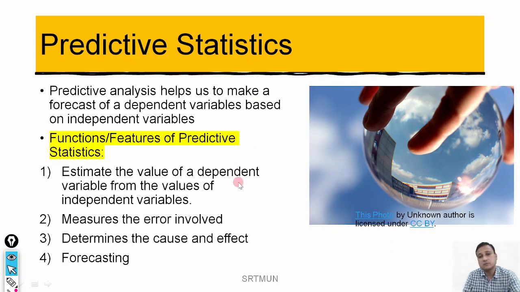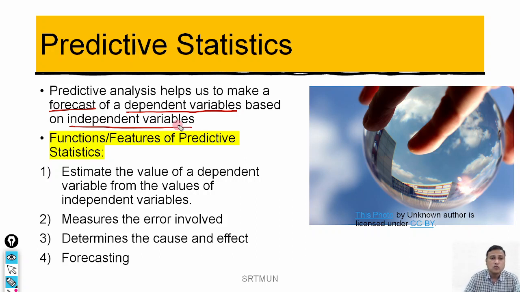What is predictive statistics? This is the last part of the classification of statistical techniques. Predictive statistics helps us make a forecast of a dependent variable based on independent variables. And if you remember, in the lecture on introduction to variables and data, we have already seen the meaning of dependent variable and independent variable.